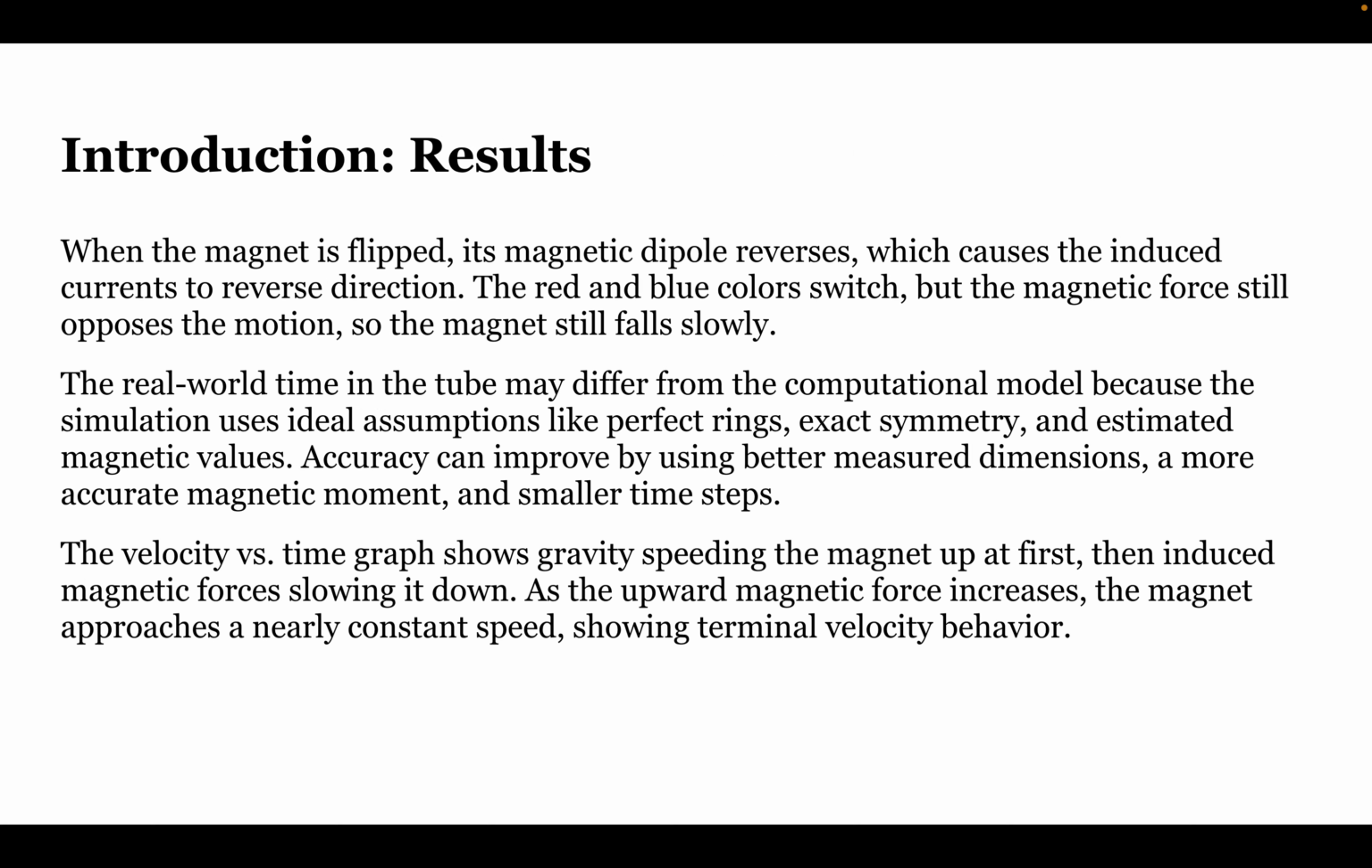As a result of the experiment, when the magnet is flipped, its magnetic dipole reverses, which causes the induced currents to reverse direction. In the simulation, the red and blue colors switch, but the magnetic force still opposes the motion, so the magnet still falls down slowly.